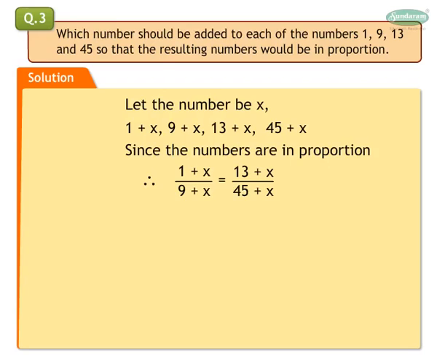Well, we now cross multiply to get the value of x. 1 plus x into 45 plus x is equal to 13 plus x into 9 plus x.